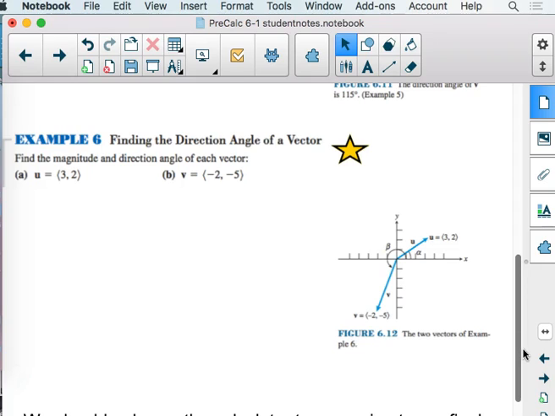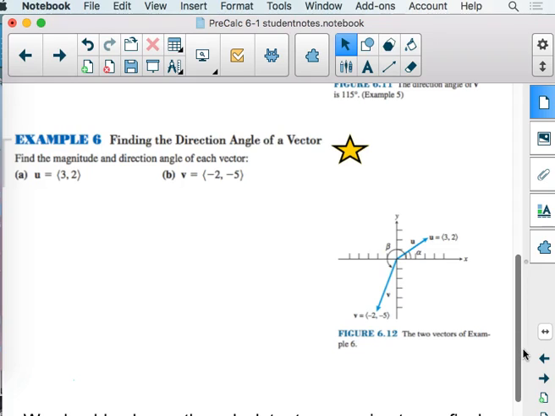So with this one, it says we're going to find the magnitude and direction angle of each vector. So, let's see what we can do. Vector 3, 2 over there. Oh, that's in first quadrant. I always like first quadrant. Everything's all positive and good in there.